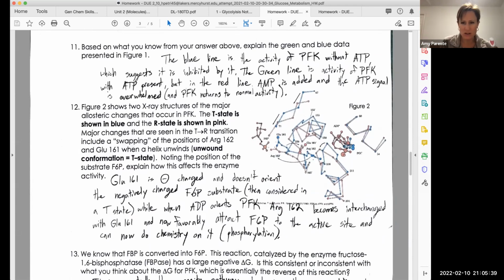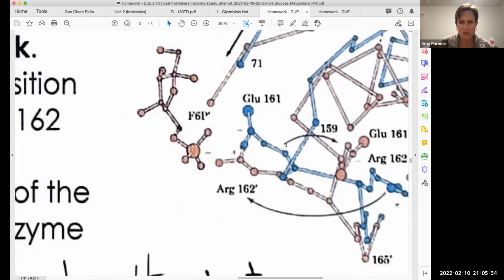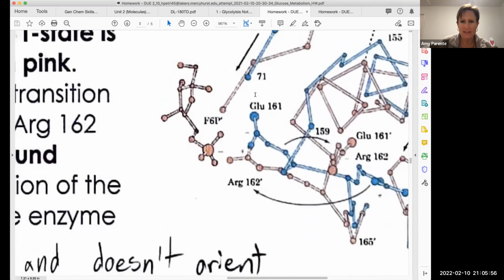This figure shows two X-ray structures of the major allosteric changes that occur in PFK. T state is shown in blue, R state is shown in pink. Major changes are seen in this T to R transition. So I'm going to zoom in here. This T to R transition swaps out a glutamic acid residue for an arginine residue.